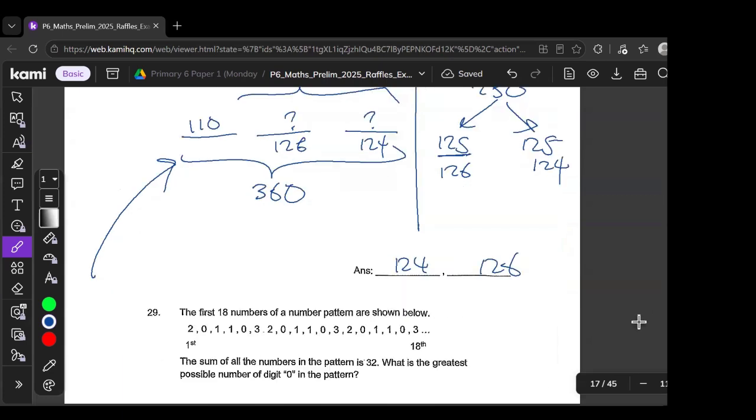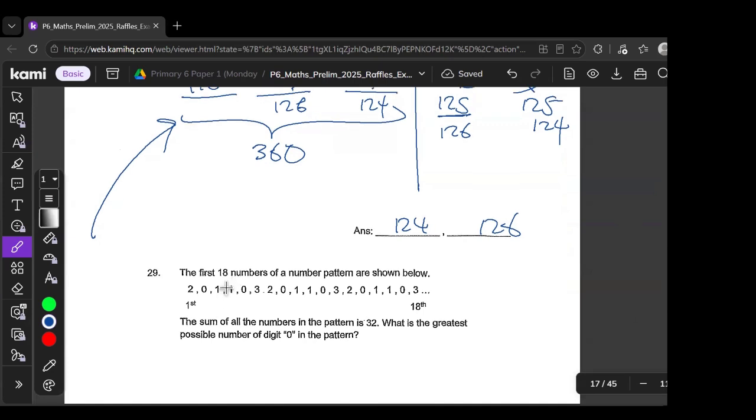Okay, question 29. The answer will be 10, but I think there's a mistake in the answer key. Did anyone get 10? Nobody, right? Kayla got 10? Got 10.